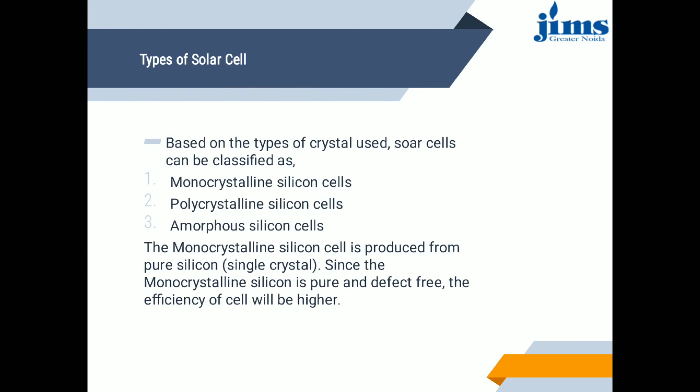Now, the types of solar cells based on the type of crystal used. Solar cells can be classified as monocrystalline silicon cells, polycrystalline silicon cells, and amorphous silicon cells. Most solar cells are made up of monocrystalline or multicrystalline silicon.